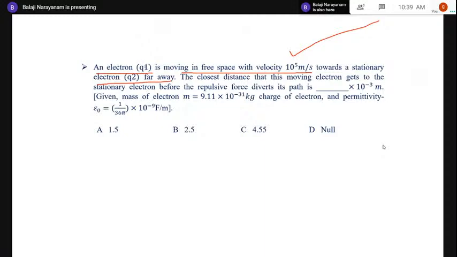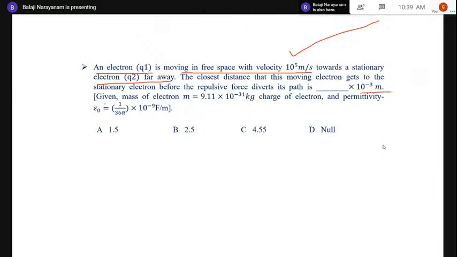Okay, so you have an electron Q1 that is moving in free space with a velocity of 10 power 5 meters per second towards a stationary electron. So there are two electrons with charges Q1 and Q2. Q2 is stationary, and the other, Q1, is moving with a velocity. We need the closest distance that this moving electron gets to the stationary electron before the repulsive force diverts its path.